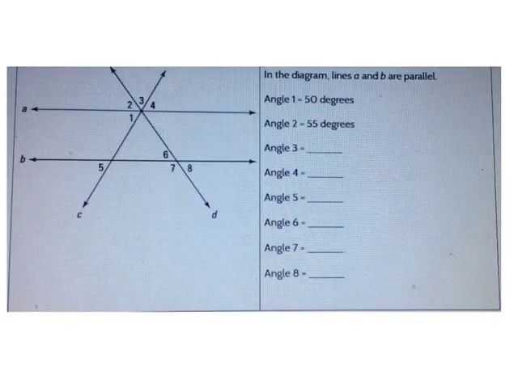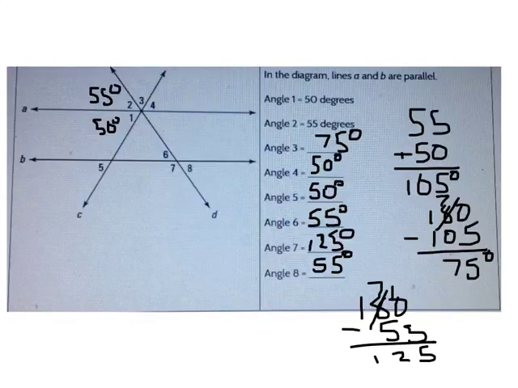Now try one last problem. If angle 1 is 50 degrees and angle 2 is 55 degrees, fill in the missing angles. Go ahead and do that now. I can solve for angle 5 because it corresponds to angle 1, so it's worth 50 degrees. I can solve for angle 4 because it's vertical to angle 1, so it's worth 50 degrees. Angle 6 corresponds to angle 2, so it's worth 55 degrees.